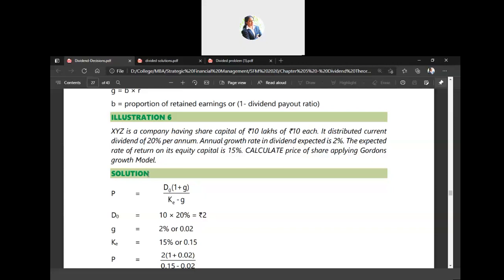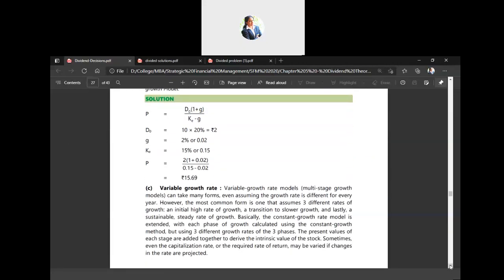Now the growth in the dividend that is expected has been given. It is standing at 2% or 0.02. Now the KE or cost of capital is given at 15% or 0.15. Therefore, when you apply all the elements into the formula, it shall be 2 into (1 plus 0.02) divided by (0.15 minus 0.02). And when we simplify, the value of the share shall be 15.69.